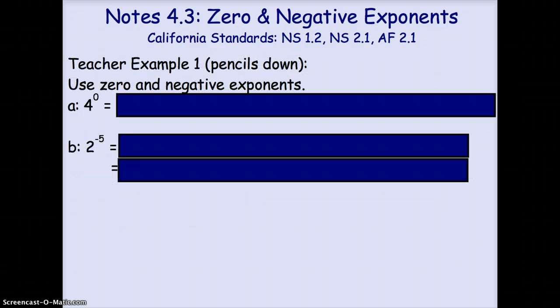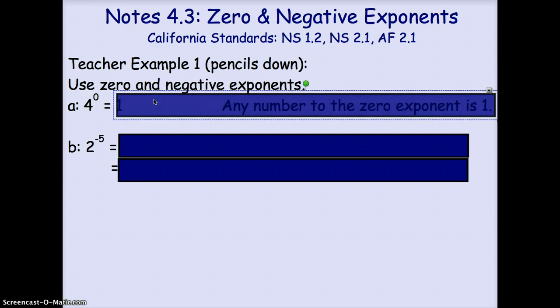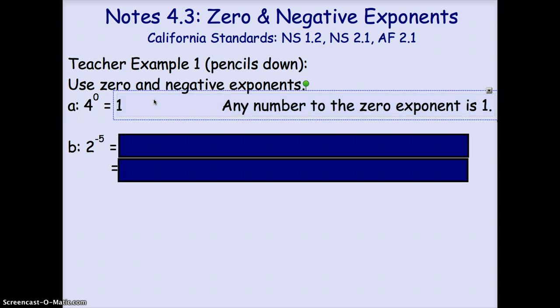Teacher example 1, pencils down. Use zero and negative exponents. First, this one we went over. Anytime you see that 0 as an exponent, you know right away the answer is 1. Whatever it is, it becomes 1. Now here, 2 to the negative 5th power. First, I have this negative sign. I need to get rid of the negative in the exponent.